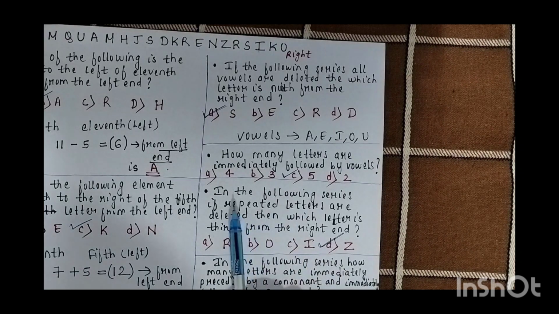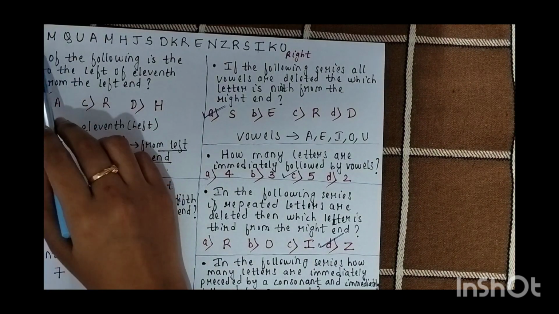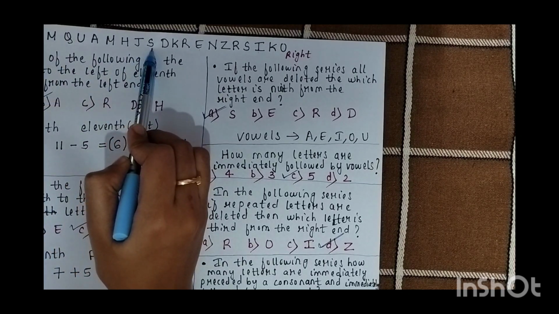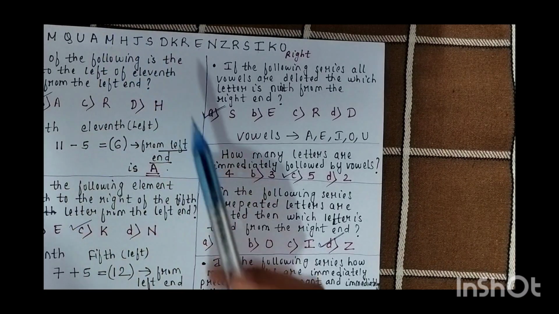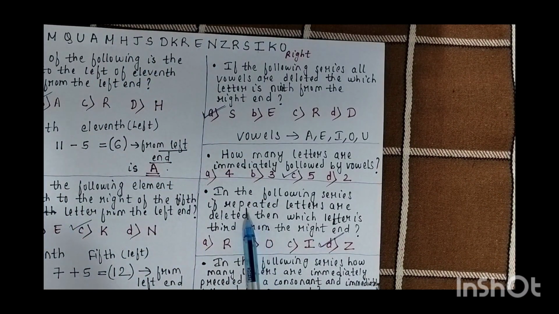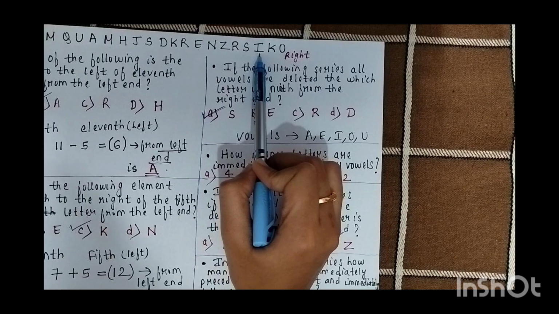In the following series, if repeated letters are deleted, then which letter is third from the right end? So if repeated letters are deleted, what are the repeated letters here? S is a repeated letter, correct? M is a repeated letter, correct? Don't do it like that. What they have asked is, if repeated letters are deleted, then which letter is third from the right end? We need the third from the right, correct?